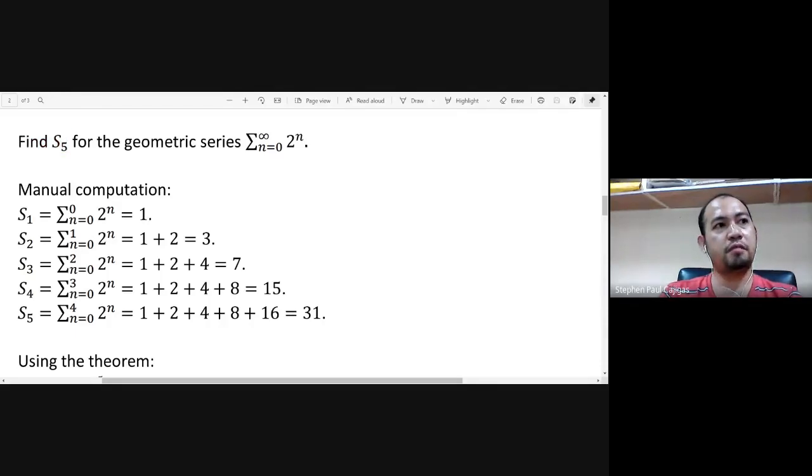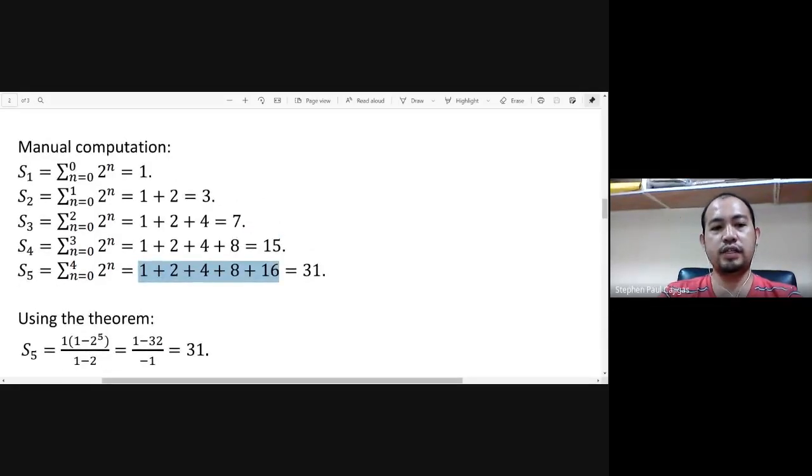So to get the fifth partial sum, maagi gud kita ha, first partial sum, second, third, fourth, fifth. If diri ka pa maaram sa mga numbers nga imo sequence. Pero kung maaram ka na sa numbers nga imo sequence, then you can just directly do this. So 1 plus 2 plus 4 plus 8 plus 16 and so on. So we see that the fifth partial sum is equal to 31.